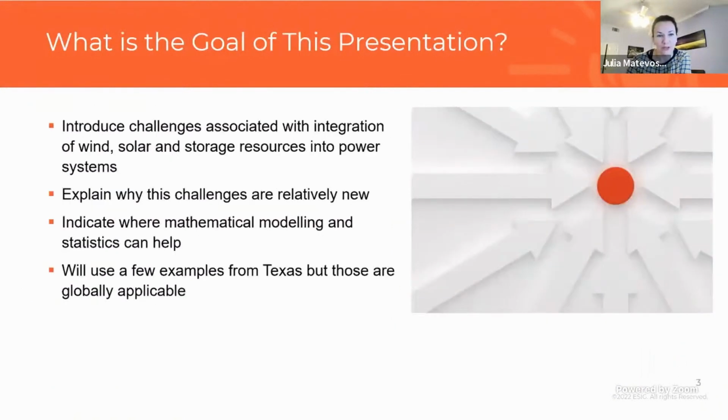So what is the goal of today's presentation? As I mentioned, I'll introduce challenges associated with integration of wind, solar, and storage into power systems. I'll try to explain why these challenges are relatively new. I'll provide some indication of where mathematical modeling and statistics can help us. And also we'll use some examples from Texas. As Janusz mentioned, I worked for 10 years in ERCOT, the system operator in the state of Texas, and the system is relatively interesting. It is an almost electrical island and also has high shares of renewables.